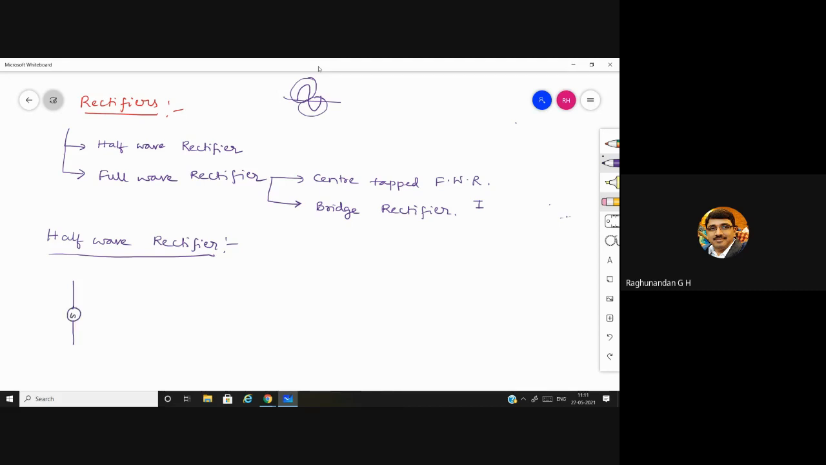So we have an AC source, and we'll be using a transformer since we want to step it down. The voltage we need to step down, so a step down transformer is used. This is the 230 volts 50 hertz supply we are having. To this secondary of the transformer, we are going to connect one diode, and the other terminal of the diode, that is the cathode, will be connected to the load.